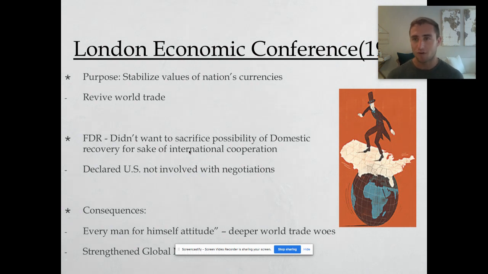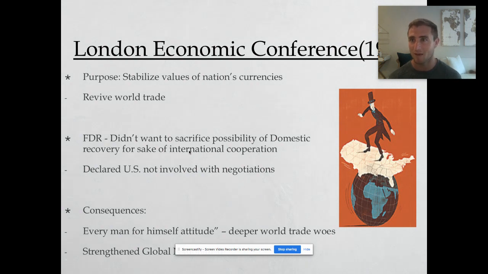In 1933, FDR deserves a little bit of criticism because he had the opportunity to try and negotiate with other countries to solve economic hardships in a worldwide view, to work together with other countries, for instance, Britain in the London Economic Conference. Can we try to stabilize the values of everybody's currency? Can we try to lower tariffs so that we can trade together?